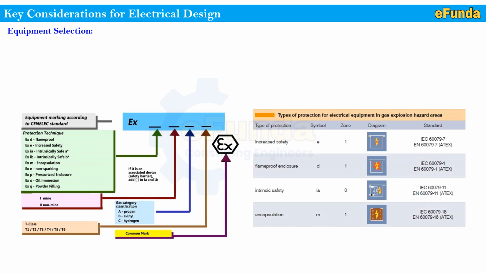Moving on to key considerations for electrical design, where the impact on decision making for equipment selection is being shown. For this understanding, one can refer to the below pictures where the markings are shown and the details of each type are shown for better understanding. That is a type of protection for electrical equipment. First, explosion proof equipment.